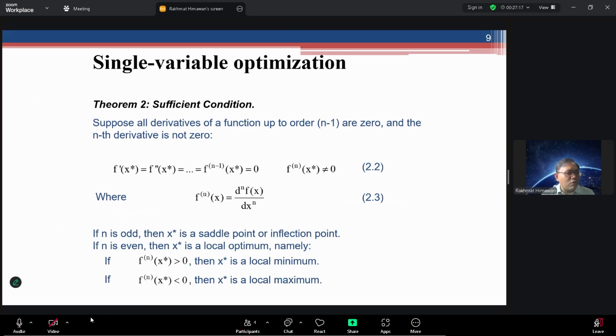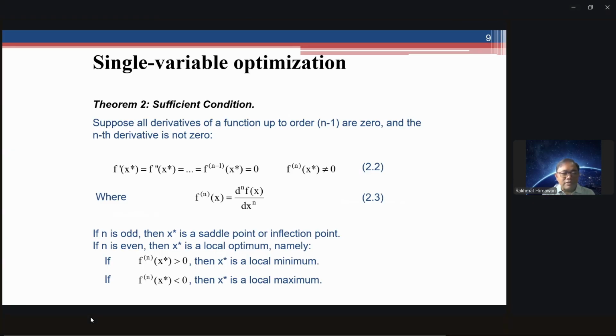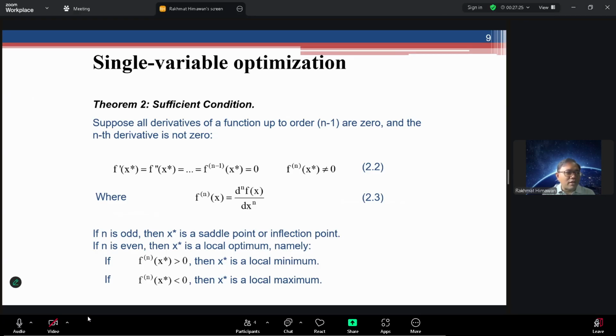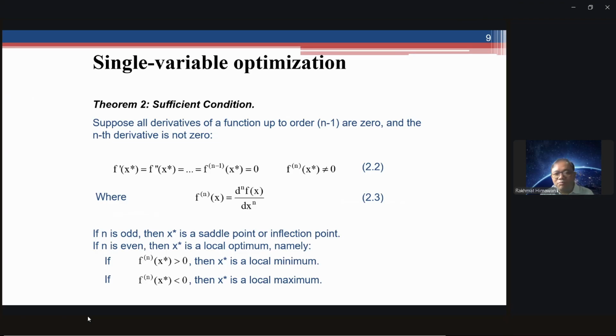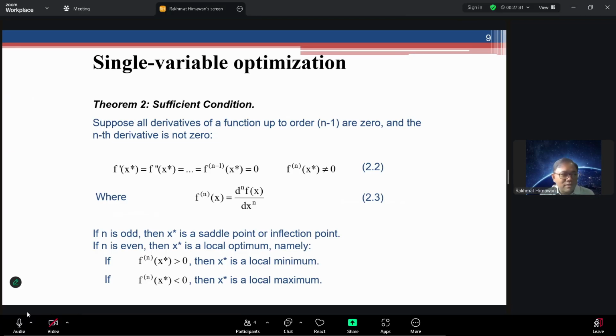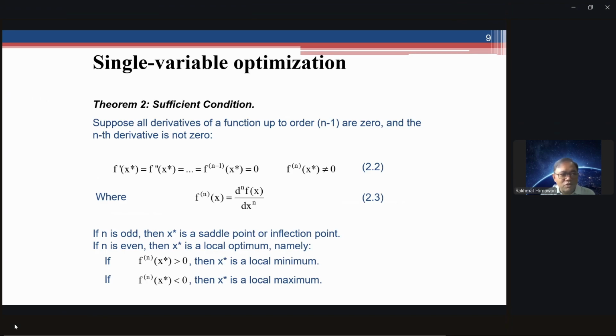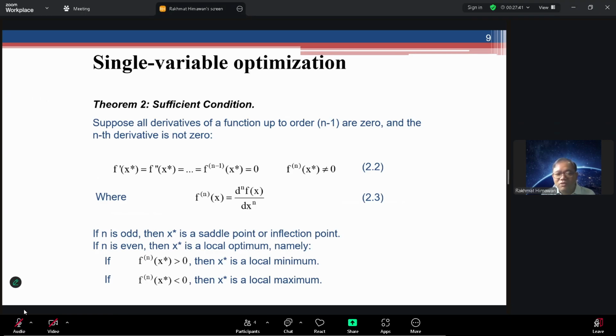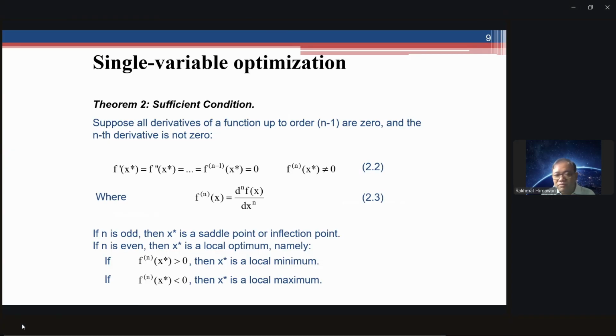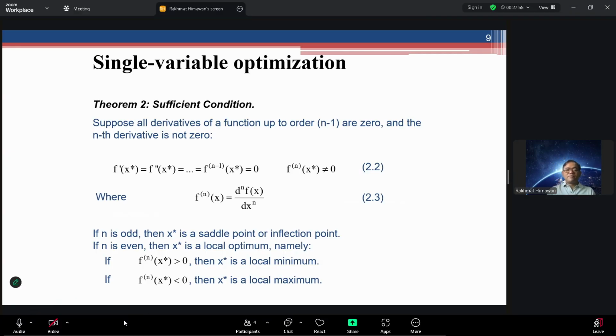Maybe if we are looking for a maximum, say we want to look for a global maximum, and we find an x star and we check, oh, x star is actually a local minimum. Could be. It is a stationary point, yes, but it is not a global maximum. That means you need to find another interval or other condition to find the global maximum. Say the global maximum is, for example, profit.